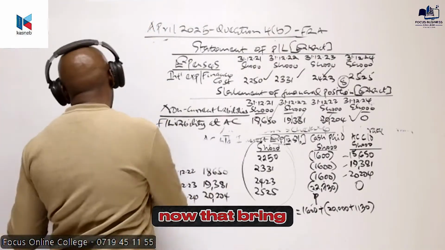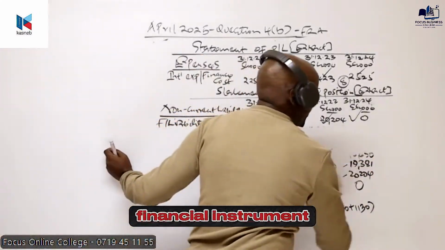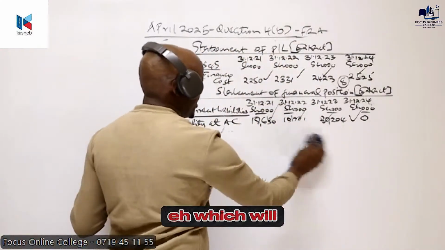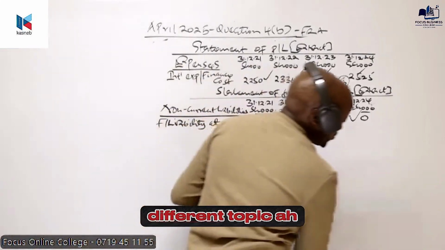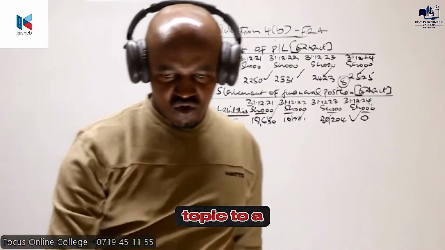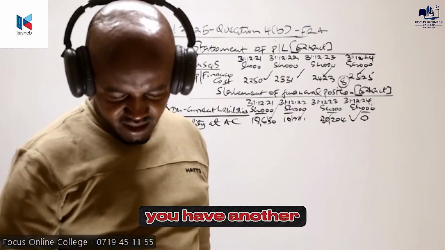Financial liabilities. But basically now that brings us to the end of that topic on financial instruments. It basically means that once we meet in our next class, which will be next week, we are moving to a different topic. We will move to a new what? To a new topic. So therefore, for today, I think we will stop at that point.